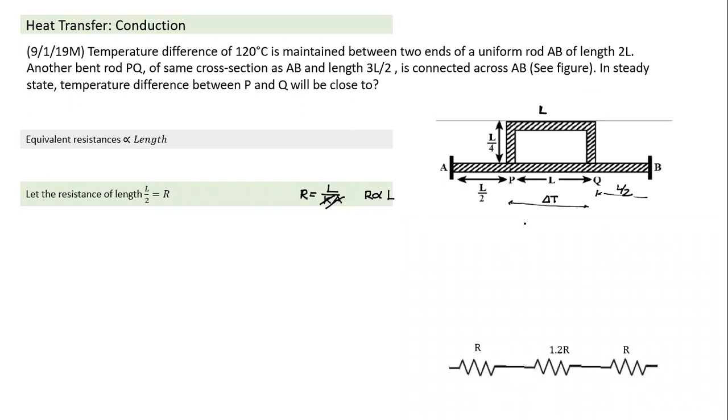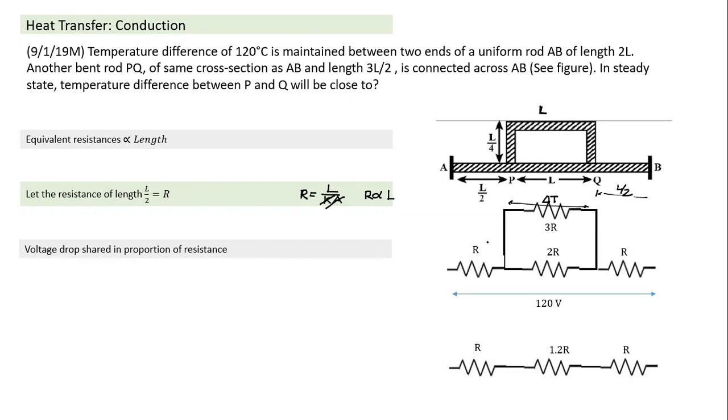If I connect the circuit here, this becomes my equivalent circuit. This resistance is R. Sorry, I think one part is missing here. So this is R here, and this one's length becomes equal to 3L by 2. Hence it is 3R, 2R, and R. And this potential difference is 120. I need to find the potential difference between these 2 points.